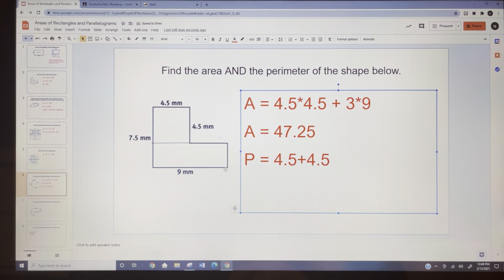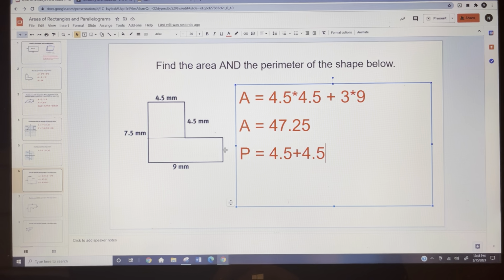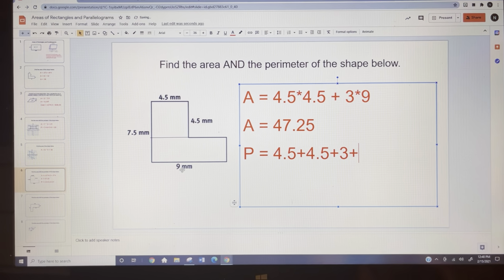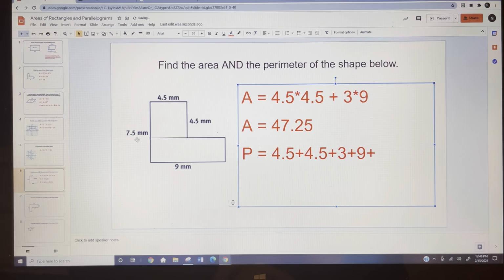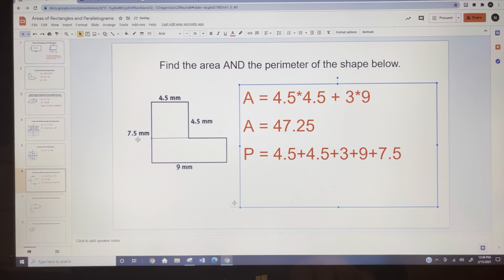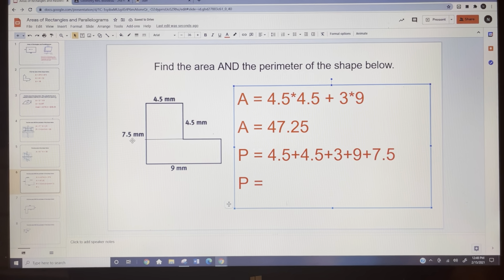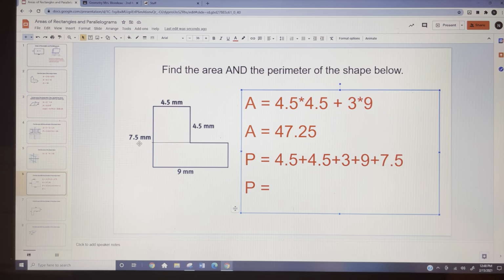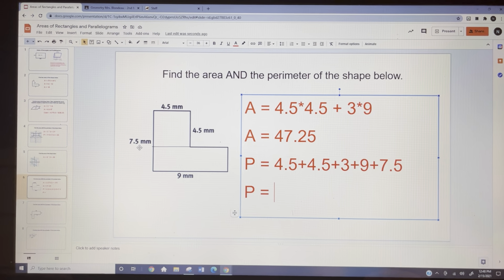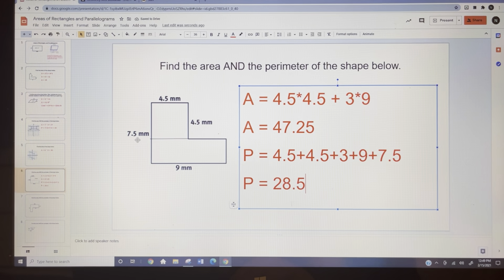Plus, we said this was 3, okay? We calculated it over here that it was 3, but it's the same distance here. Plus the bottom was 9. Plus the left side was 7.5. Okay, once I add all of those up, that's my perimeter. So 4.5 plus 4.5 plus 3 plus 9 plus 7.5 is 28.5. That's the perimeter for this one.